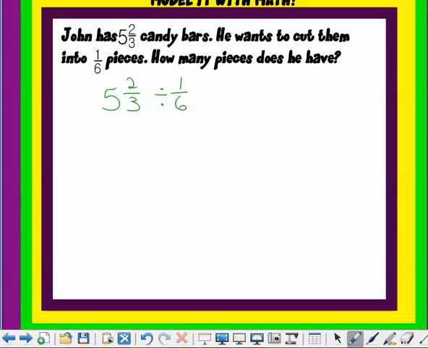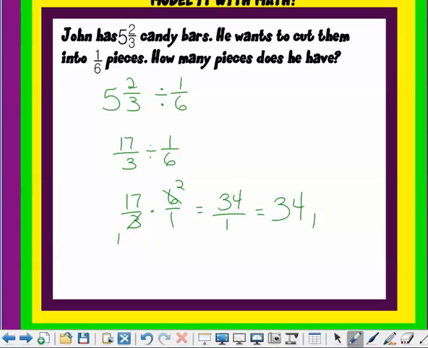All right, so starting at the top of our thinking, we have a mixed number that needs to be an improper fraction. So 5 times 3 is 15, plus the 2 is 17. And so when we rewrite the division problem, it looks like this. We're going to take the reciprocal as the multiplicative inverse of 1/6. So we'll have 17/3 times 6/1. I can see a common factor between 3 and 6. So I'm going to simplify that first because it makes the simplification at the end of the work a little bit easier. So I have 17 times 2, which is 34, and 1 times 1, which is 1. So that tells me that John can get 34 pieces that are 1/6 in size.